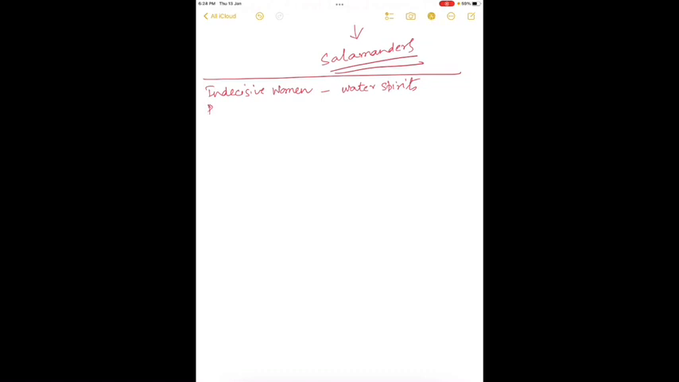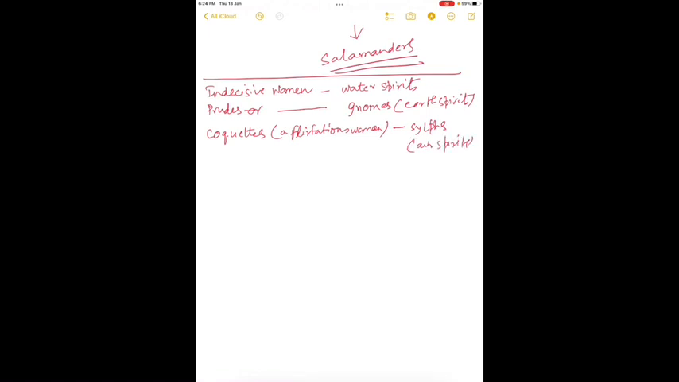And then prudes, or women who delight in rejecting men, become gnomes, earth spirits. And now come coquettes, flirtatious women. Coquettes become sylphs, air spirits. So we have more of the role of sylphs in the poem.